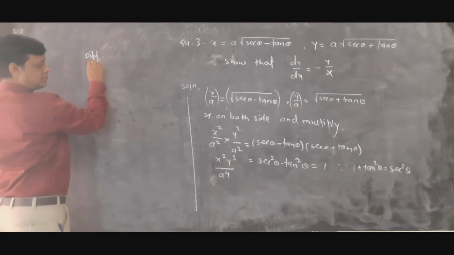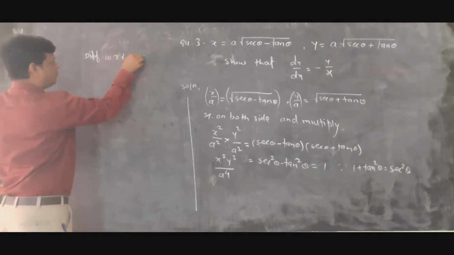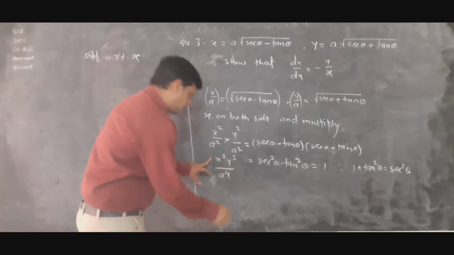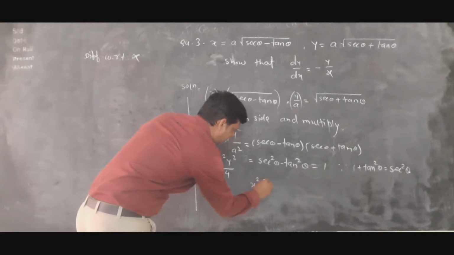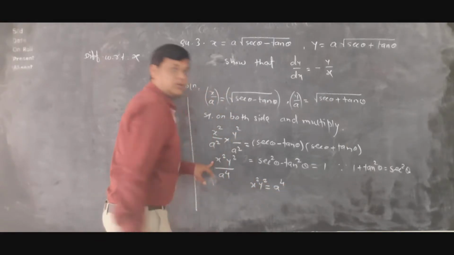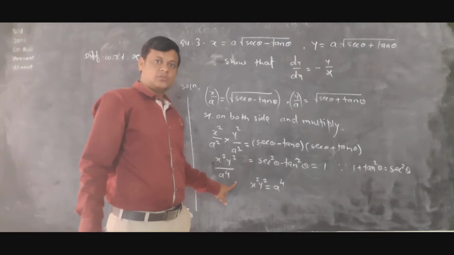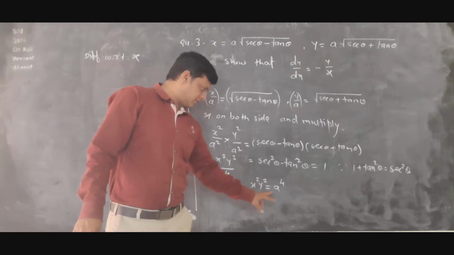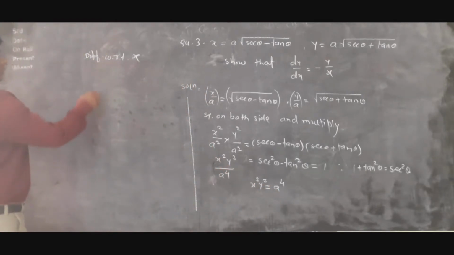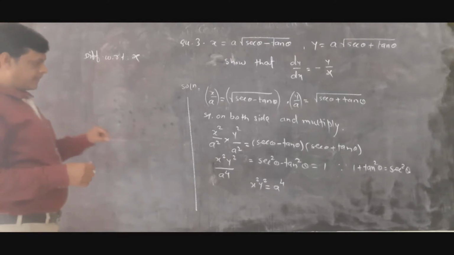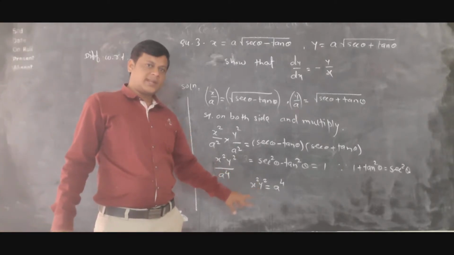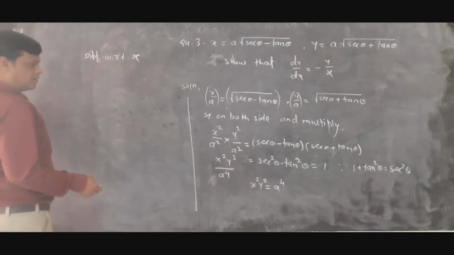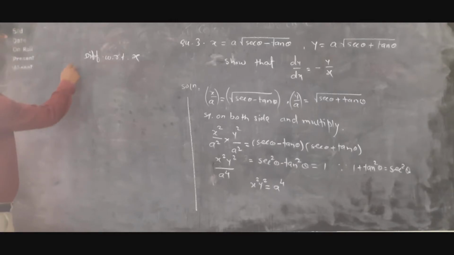Now differentiate with respect to x. Before differentiating we write this as x square into y square is equal to a raised to the power 4, because when we transfer this a raised to the power 4 to the right hand side, we get x square into y square equals a raised to the power 4. Instead of using the product rule, we could transfer x square to the right hand side, or you can take the product on the left hand side. So apply the product rule for the left hand side.